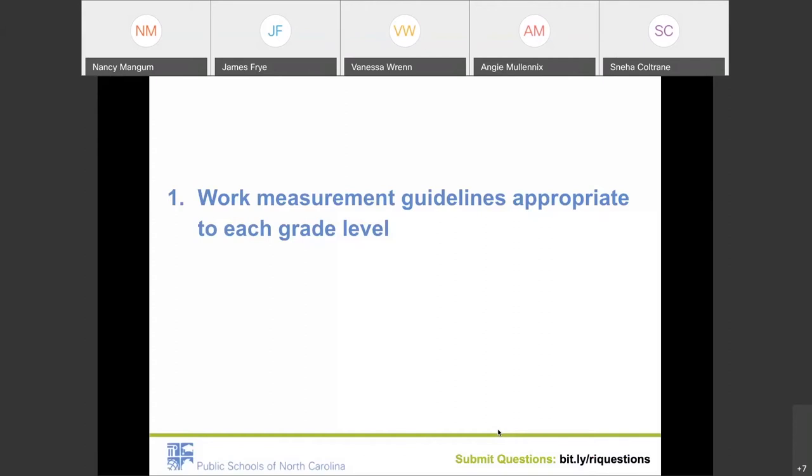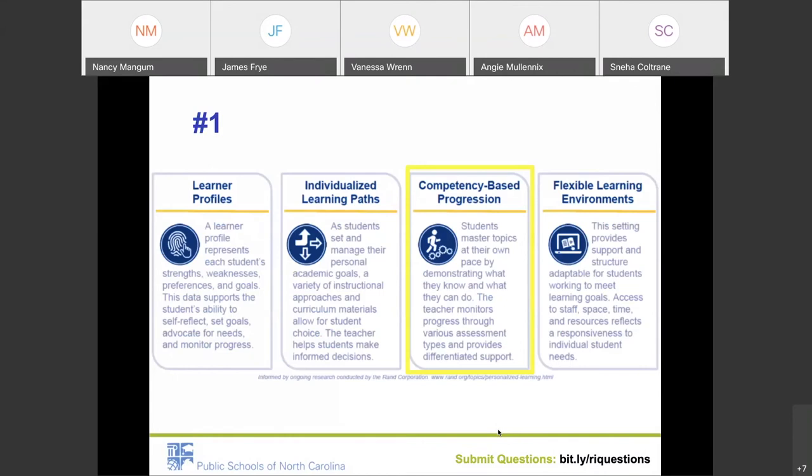So specifically on work measurement guidelines in each grade level, one of the easiest ways to think about this is the personalized learning pillar framework that we have in the state of North Carolina.